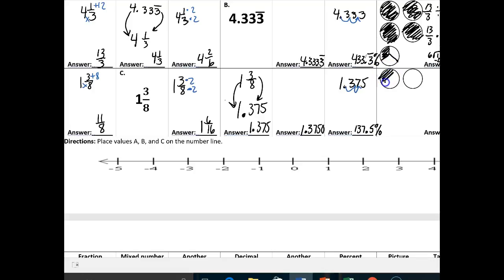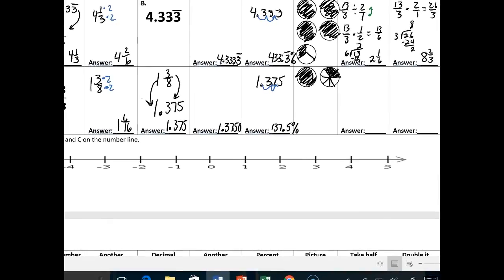So I'll have one whole, and then my other circle will be divided up into eighths. I'll divide up into fourths first, nice and carefully, and then divide it again into eighths, and 3/8. So 3 sections of this will be covered: 1, 2, and 3.